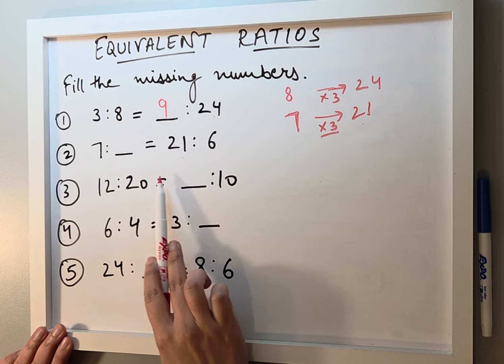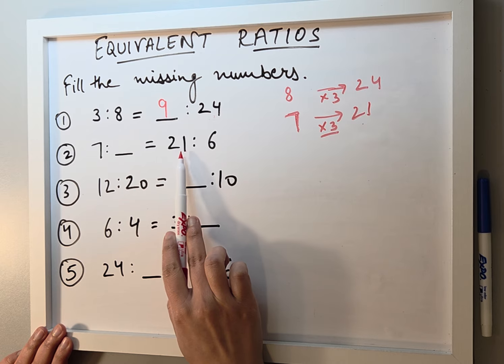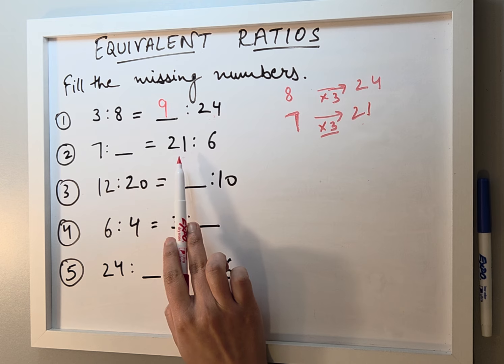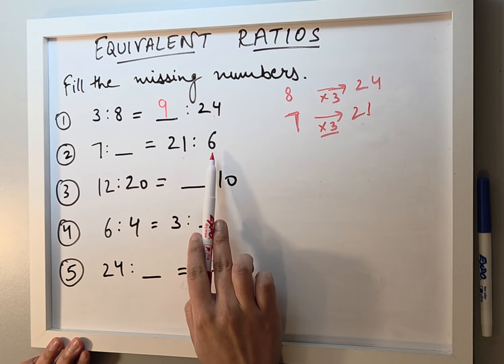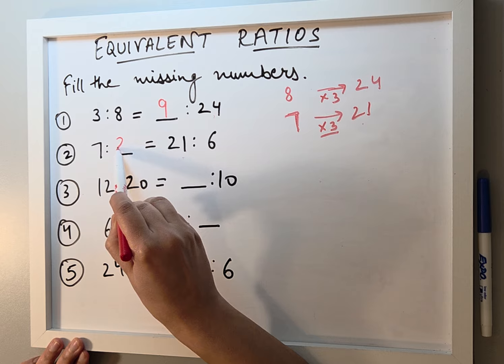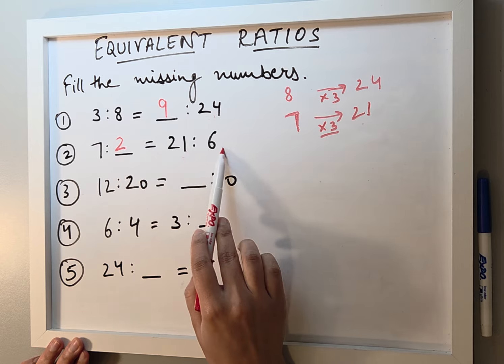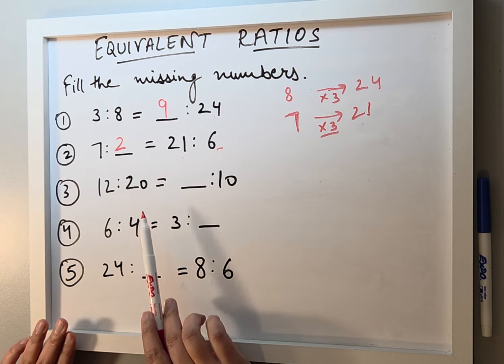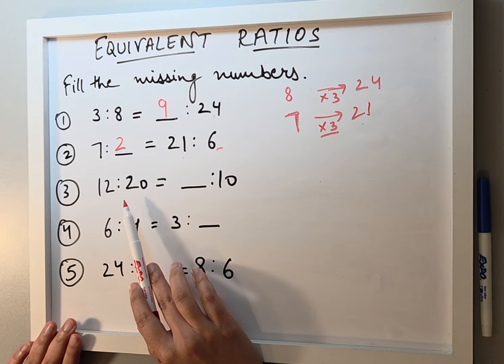So after multiplication, we've been given the number on the right side. So 7 into 3 was 21. So what number multiplied by 3 will give us 6? That will be 2. 2 multiplied by 3 gives us 6. Okay, let's look at the next one.